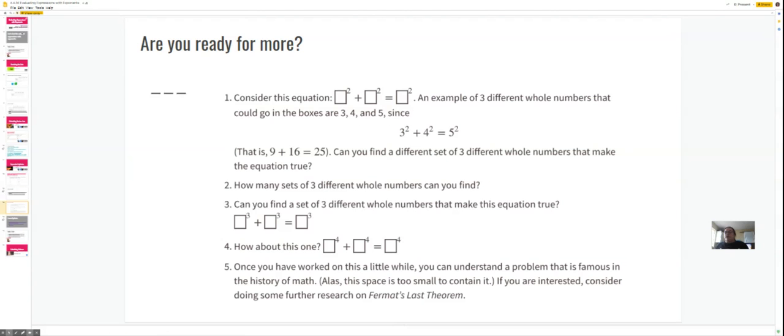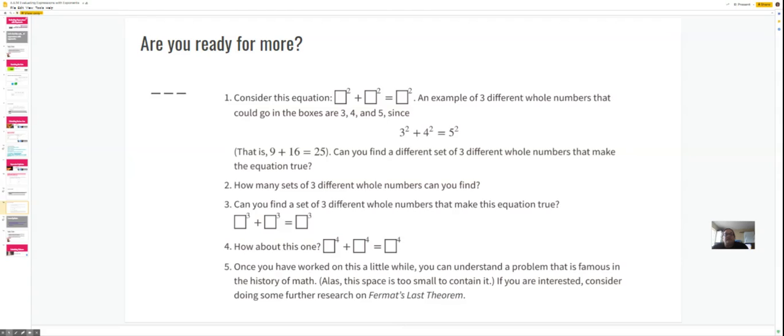All right, let's go to the Are You Ready for More problem. Consider the equation something squared plus something squared equals something squared. An example of three whole numbers that could go in the boxes are 3, 4, and 5. Since 3 squared plus 4 squared equals 5 squared, which is 9 plus 16 equals 25, can you find a different set of three different whole numbers that make this equation true?